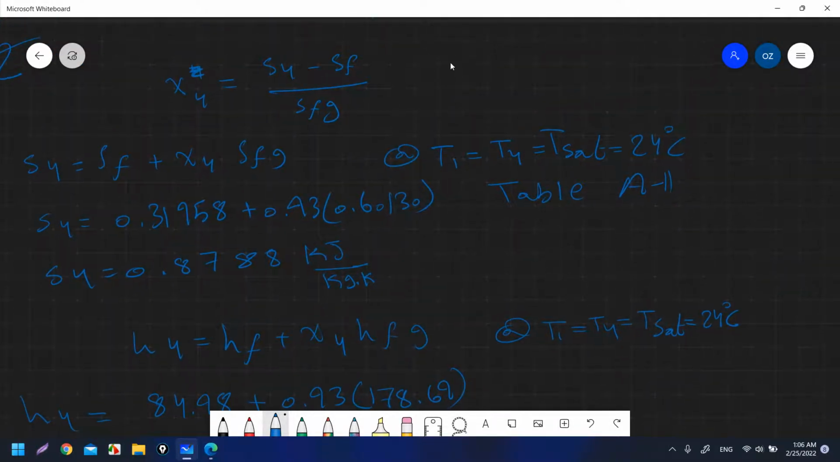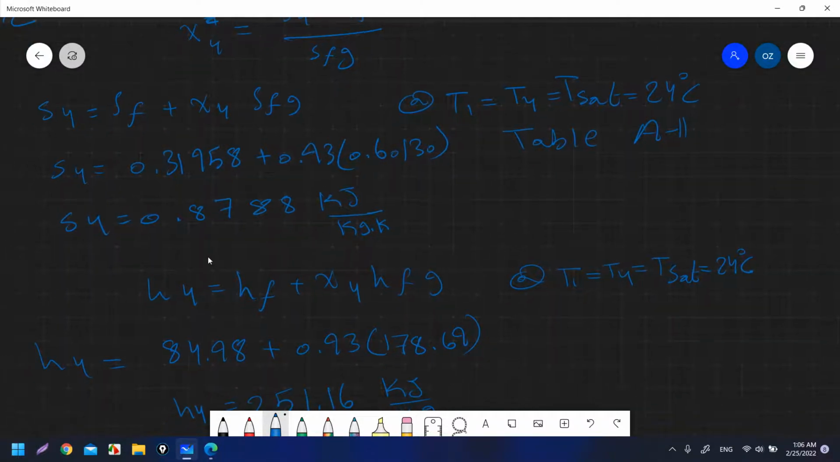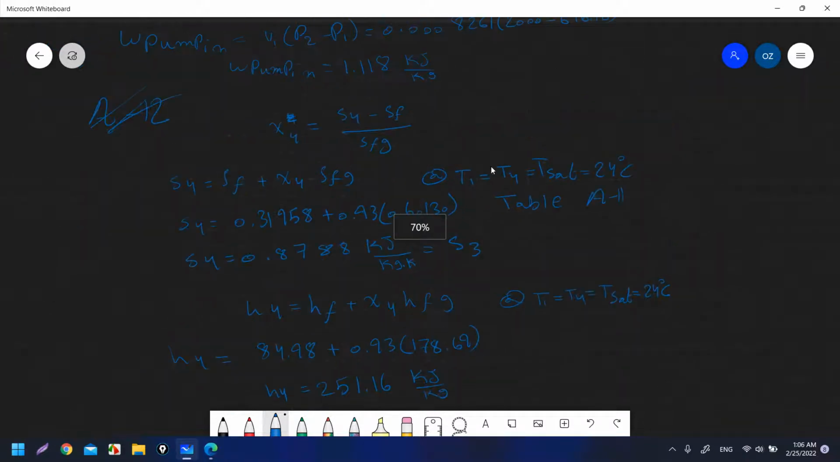Then I have already found everything, but I didn't find H3. The problem is that we didn't have T3. It was one of the requirements in the question. So S4 is already equal to S3 because it is an isentropic expansion process, and we have an ideal cycle.